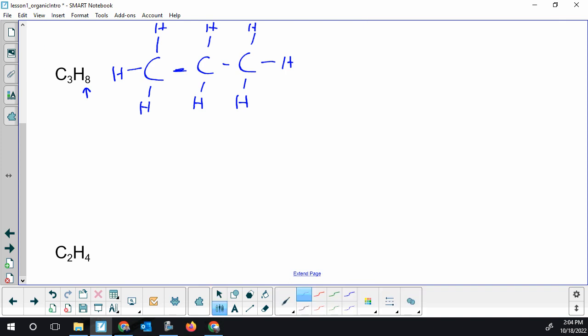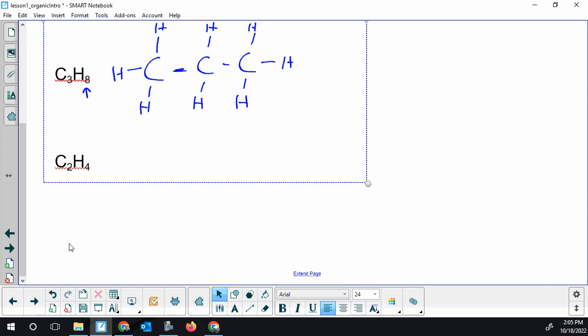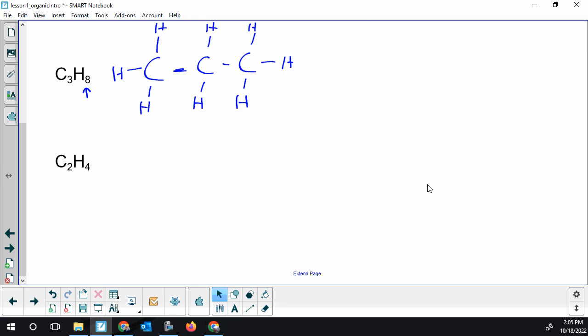C2H4. You'd start by putting those 2 carbons together, and we'll see how many other dashes are needed. So there's our 2 carbons. Now I'm going to have to do some erasing, so I would wait before you write.